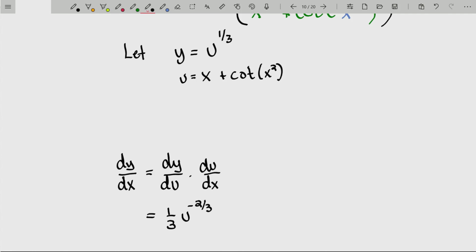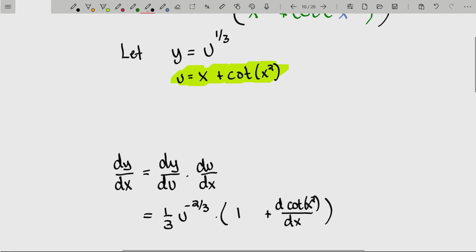All right, times the derivative of this u, and here's where it gets tricky, the derivative of that function u with respect to x. So notice there's a summation there. I'll just group it and say there's a summation going on. The derivative of x is 1, but the derivative of the cotangent of x squared over x, that's a problem. So we're going to have to focus in on that here.